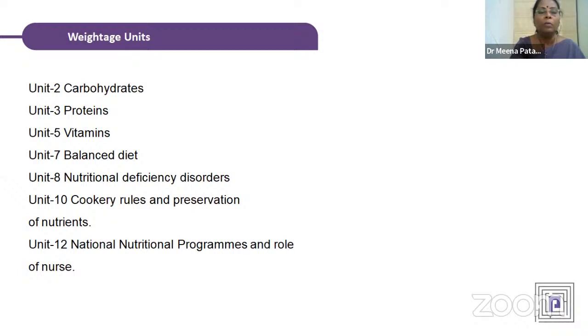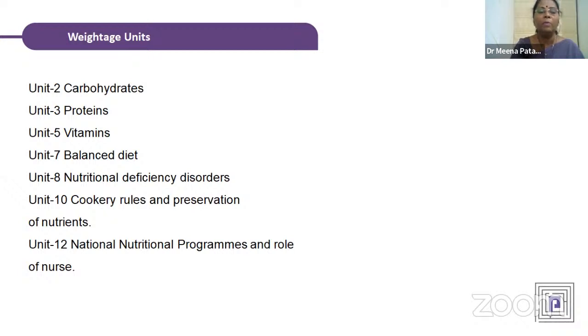Now, the most important units, or what we call the weightage units, are unit 2, carbohydrates, then proteins and vitamins. And of course, it goes without saying, balanced diet is an important aspect of health and nutrition. So balanced diet, nutritional deficiency disorders, because these are the ones which are very, very widespread in the Indian population and mostly also handled by the nursing staff.